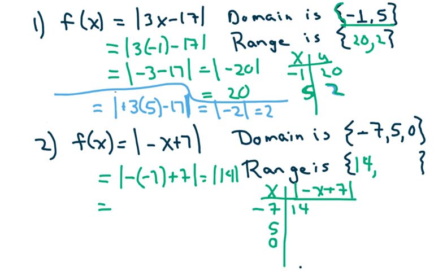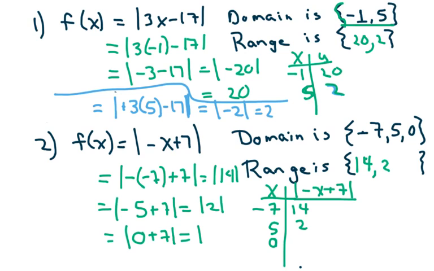And now let's do the 5. Negative 5 plus 7. That equals the absolute value of 2, which is just 2. And we're going to plug in 0. And we get 0 plus 7. These are 7s. Which equals the absolute value of 7, which is just 7. So that's some of the basics. And now we're going to get on to solving.